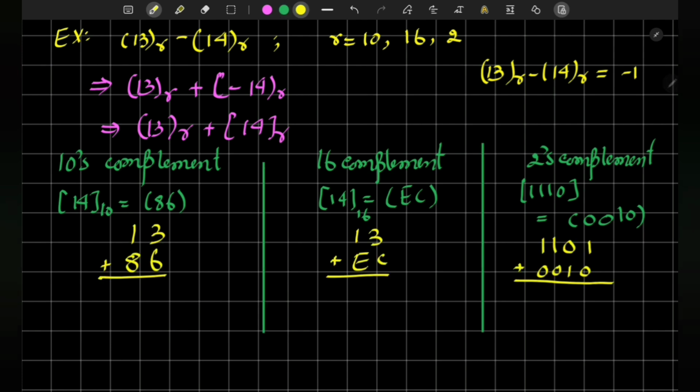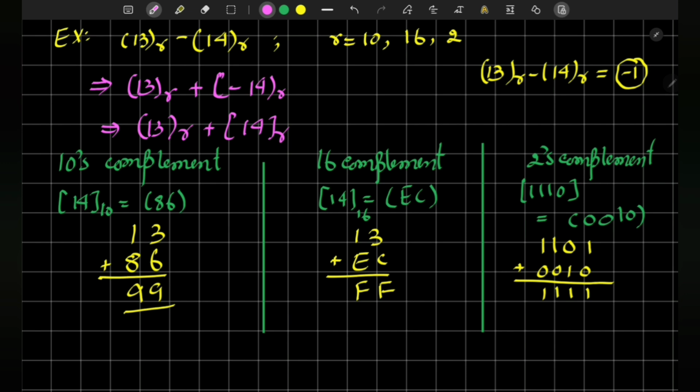What we can see is that in base 10 the result is 99, in base 16 the result is FF, and in base 2 the result is 1111. But we expected our result to be minus 1. If not minus 1, the result should be 1, and we can see the sign later. But clearly the result is not as per the arithmetic.